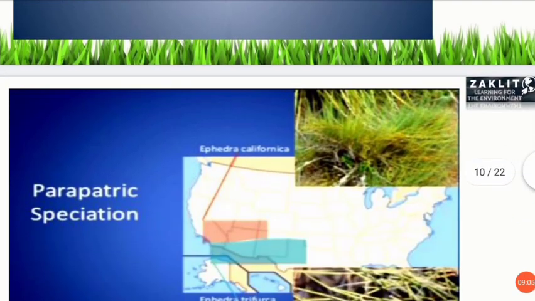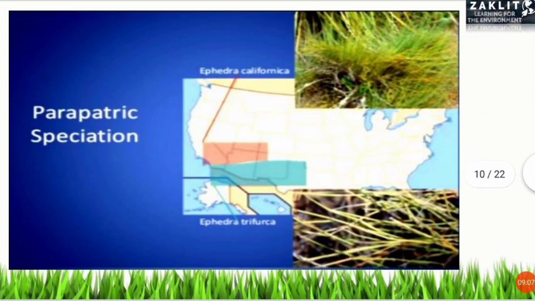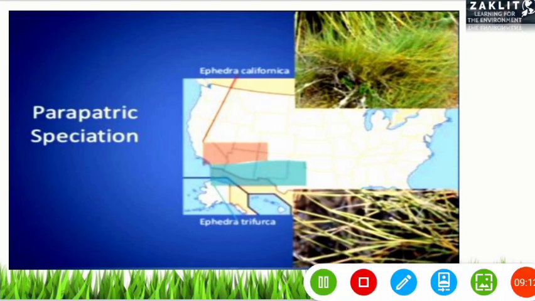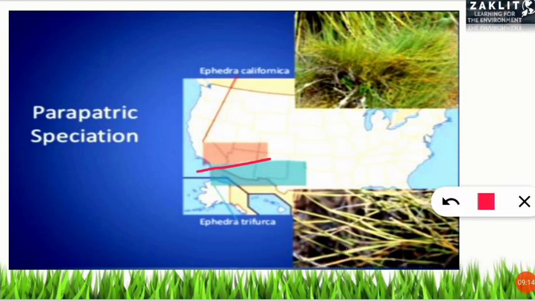So we'll take an example and we'll see more easily. For example, this is seen in California, the parapatric speciation example. We can see this is the border of California. In the border region, in the northern part, this kind of grass is seen, that is Ephedra californica. In the southern part, Ephedra trifurca is seen.